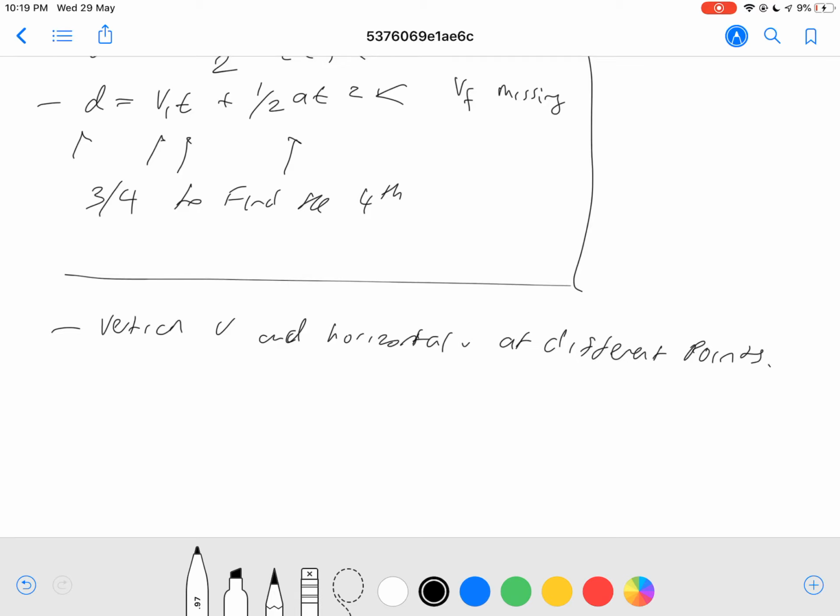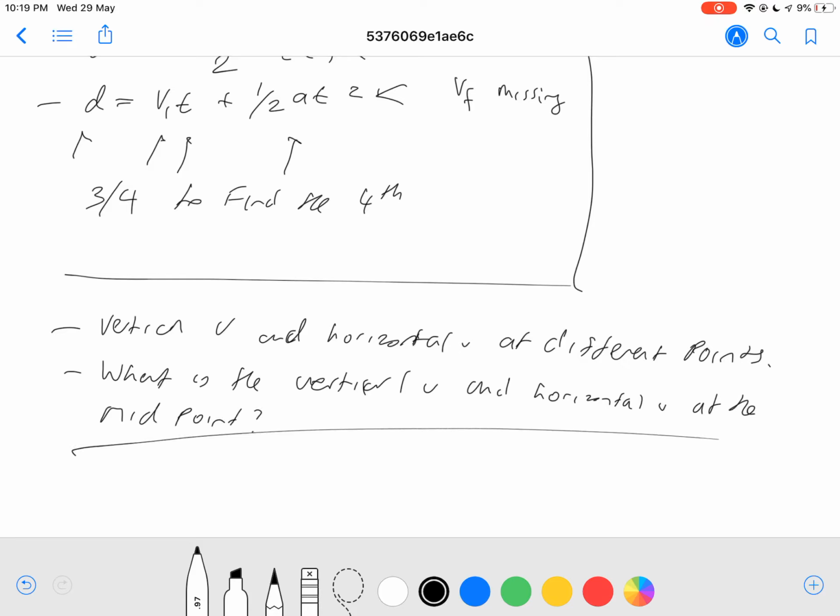For example, the question is going to ask you, what is the vertical v and horizontal v at the midpoint? This is a very, very common question. I see it a lot. I'm not saying it will be on the test, but it's very likely to be on the test.